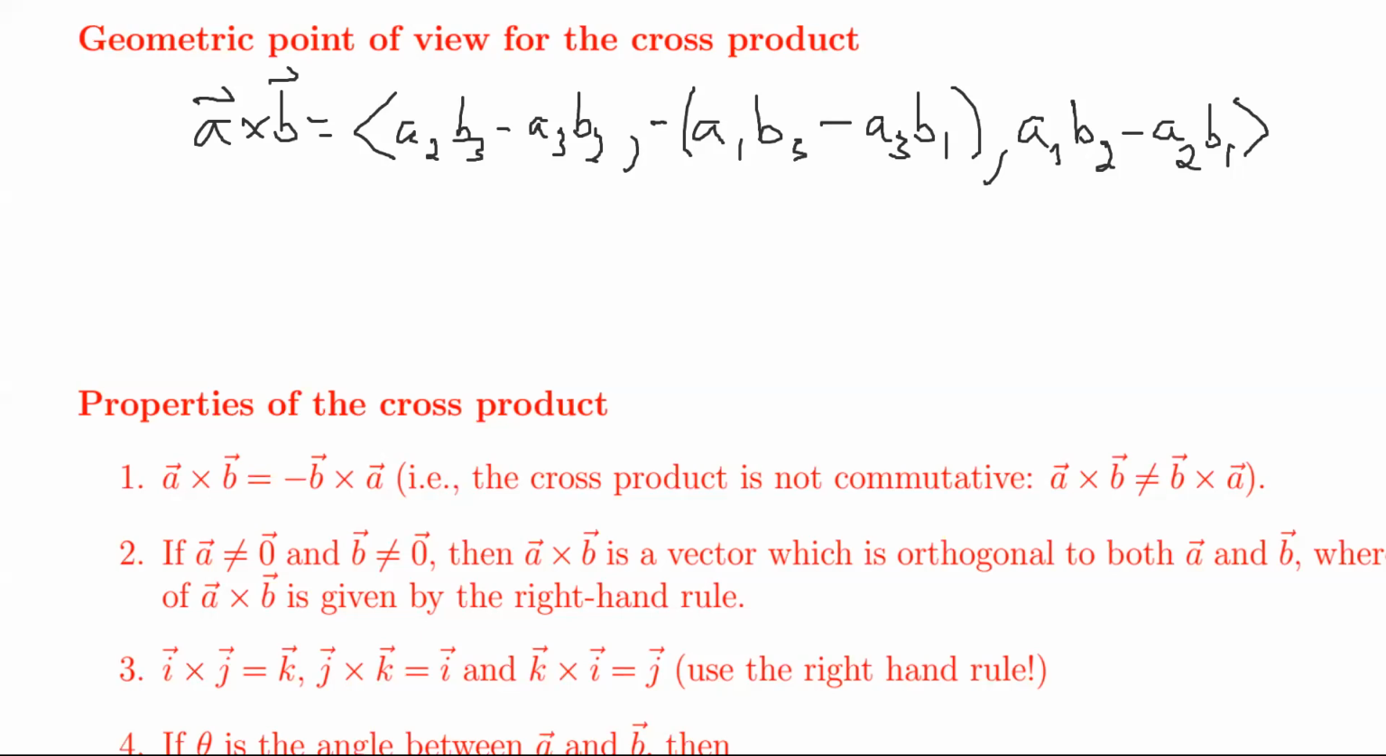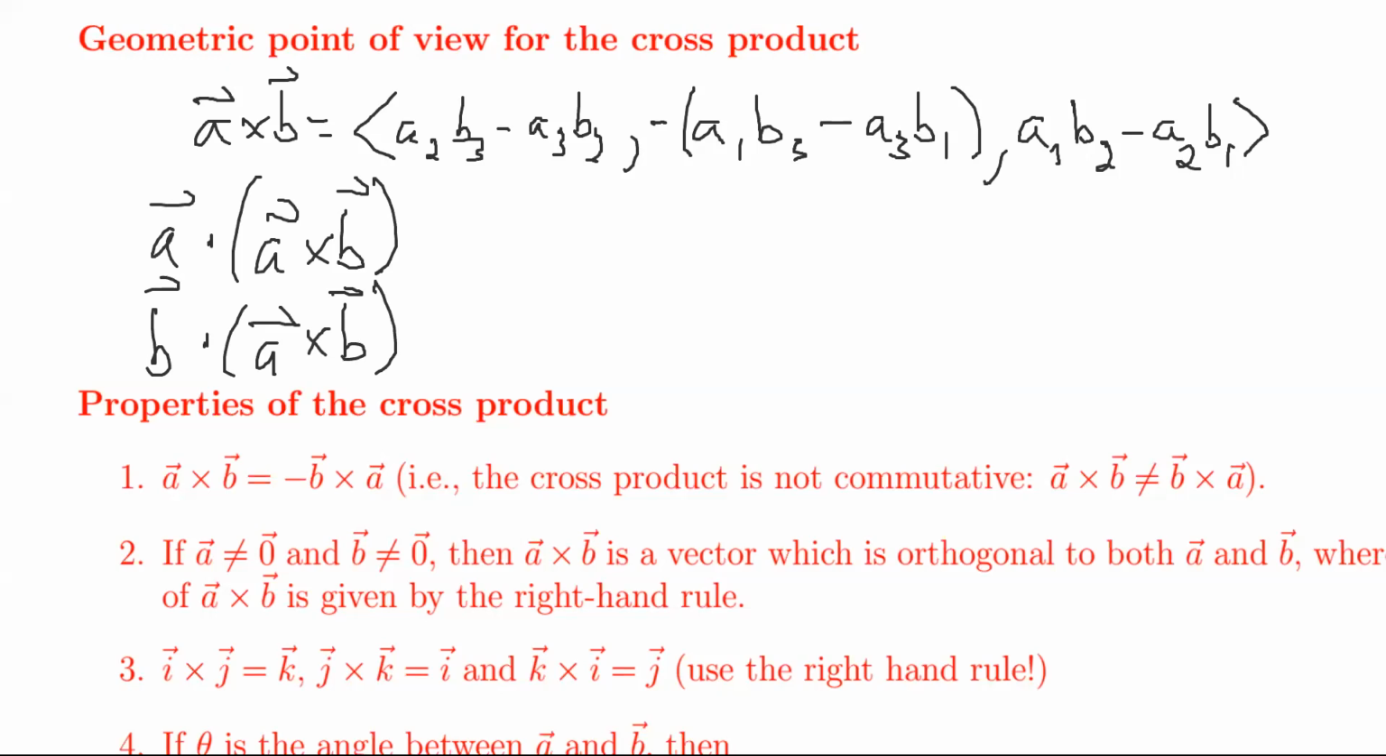What I would like you to do now is to pause this video and calculate a couple of things. I'd like you to calculate the vector A dotted with A cross B, and let's do the vector B dotted with A cross B. Do that with these symbols here, so don't plug in any numbers for that, remembering that the vector A is A1, A2, A3, and the vector B is B1, B2, B3. So go ahead and pause this video and do that calculation real quick.